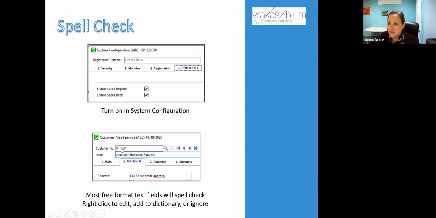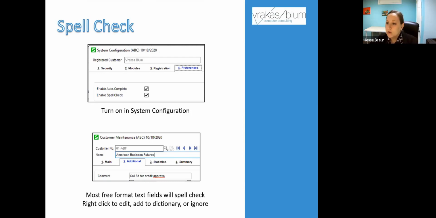Some other features available in Sage. We've got spell check. If you haven't seen this before, you turn this on in the system configuration. You would enable our spell check. And most of the free format fields that you have in here, things like comments, things like text that you have on a sales order, it's going to do spell check on that.